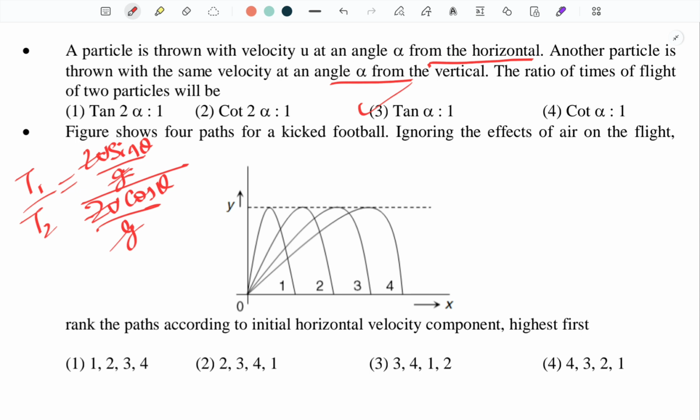Figure shows 4 paths of a kicked football. Ignoring the effects of air, rank the paths according to initial horizontal velocity component, highest first. Initial horizontal velocity component मतलब horizontal component सबसे ज़्यादा किसका है. हॉरिजॉन्टल कंपोनेंट जिसका सबसे ज़्यादा होगा उसका range सबसे ज़्यादा होगा. सो क्लियर कट range पहले मालूम करना है. जिसका range साफ सीधा दिख रहा है, 1 यहाँ पे, 2 यहाँ पे, 3 यहाँ पे, 4 यहाँ पे, 4 का सबसे maximum है तो सबसे पहले आना चाहिए 4. Option is 4 3 2 1. I hope this is clear.